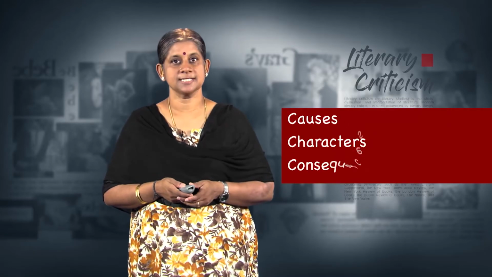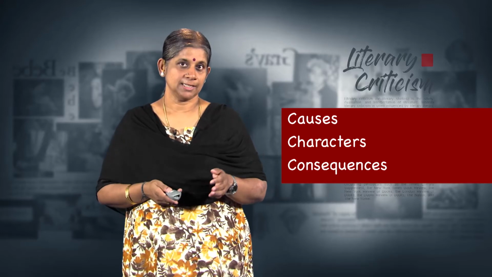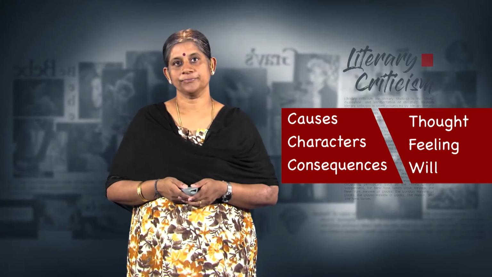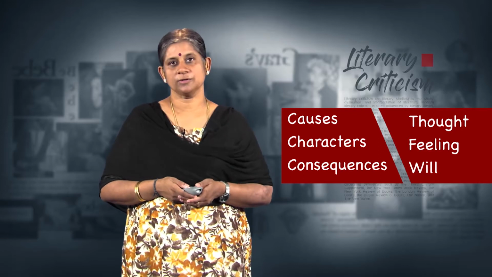Richards uses words like causes, characters and consequences while analyzing mental activity in place of thought, feeling and will. Richards distinguishes between two kinds of causation for mental activity. The first kind is represented by the stimuli affecting the mind through the senses immediately, and also by combining what survives from comparable stimuli in the past.